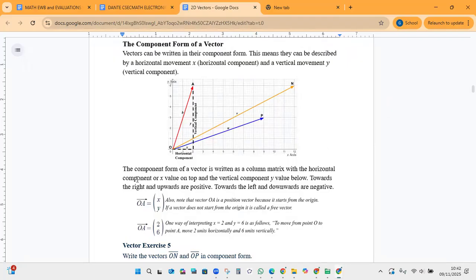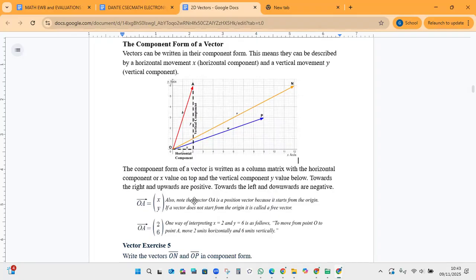So it goes on to say the component form of a vector is written as a column matrix with the horizontal component or X value on top and the vertical component Y value below. All right, a column matrix. Towards the right and upwards, the values will be positive, and towards the left and downwards, the values will be negative. So for example, you have the vector OA is equal to this column matrix X and Y.